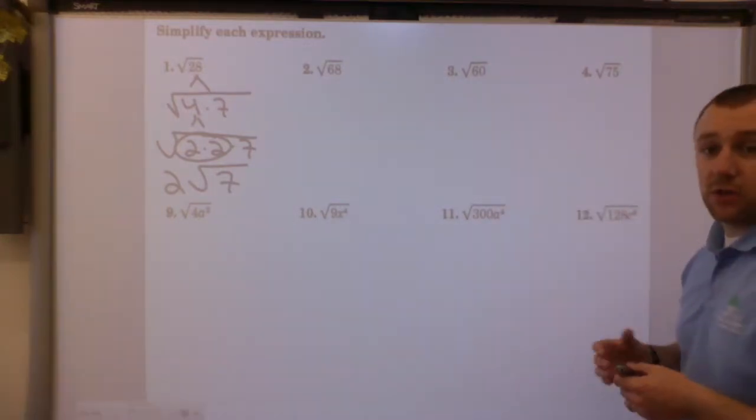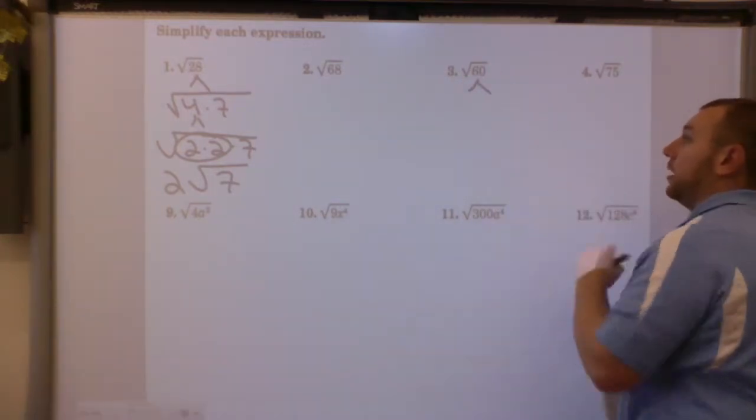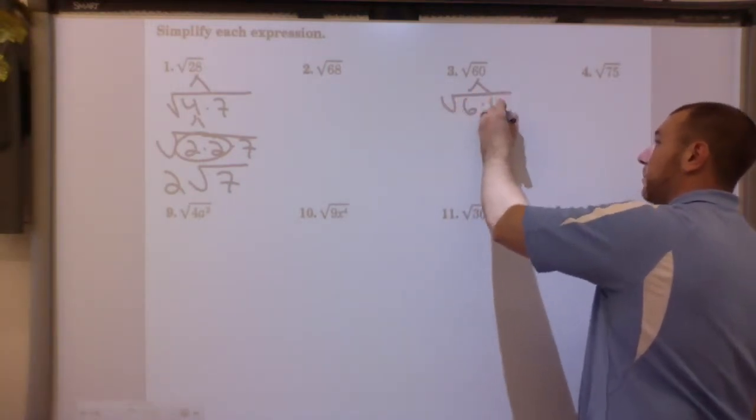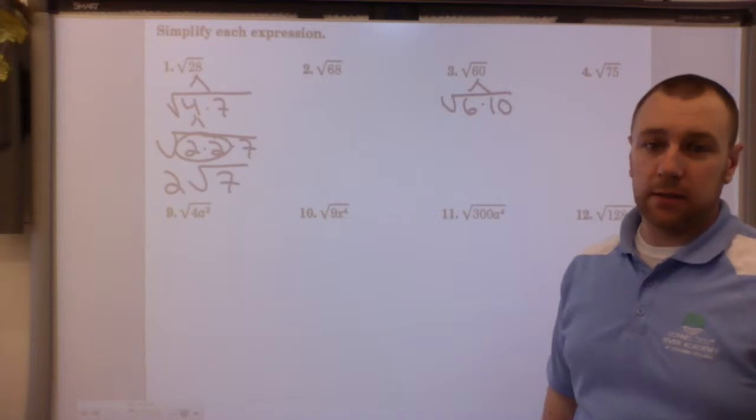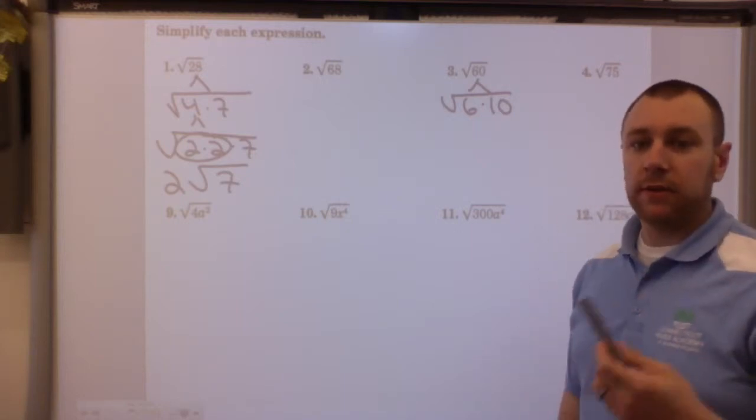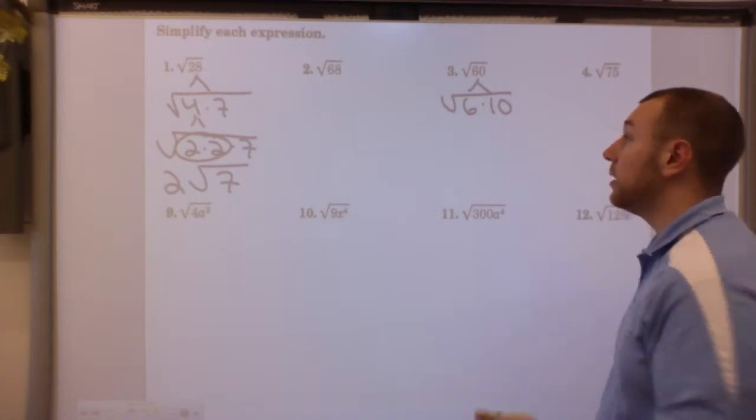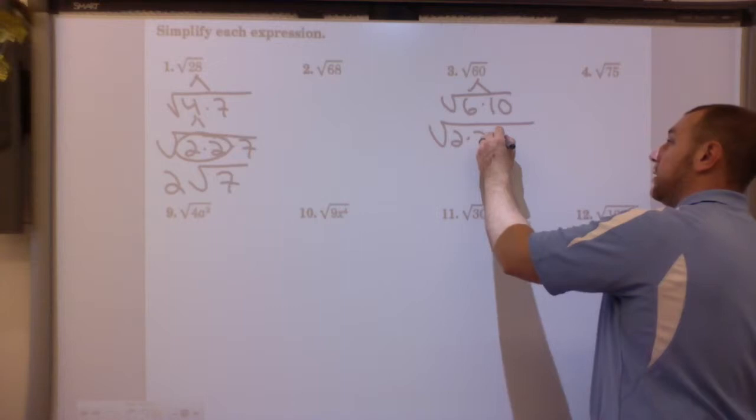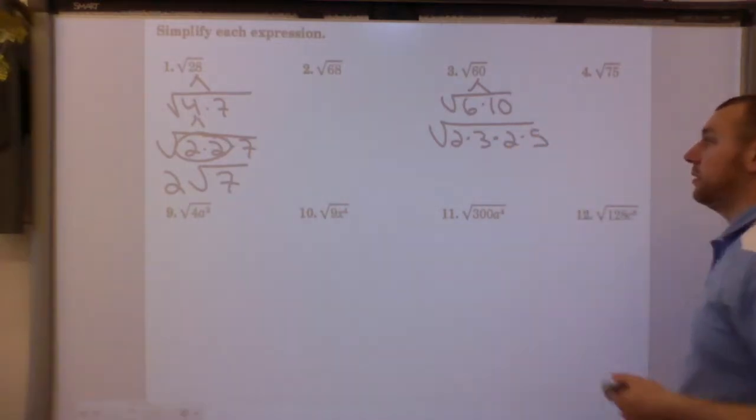For the square root of 60, again, I always like to make big jumps. 6 times 10. I don't like to break it down into 2 times 30, 2 times 15, that sort of thing. I like to make big jumps, because then I can break this down into 2 times 3 times 2 times 5.